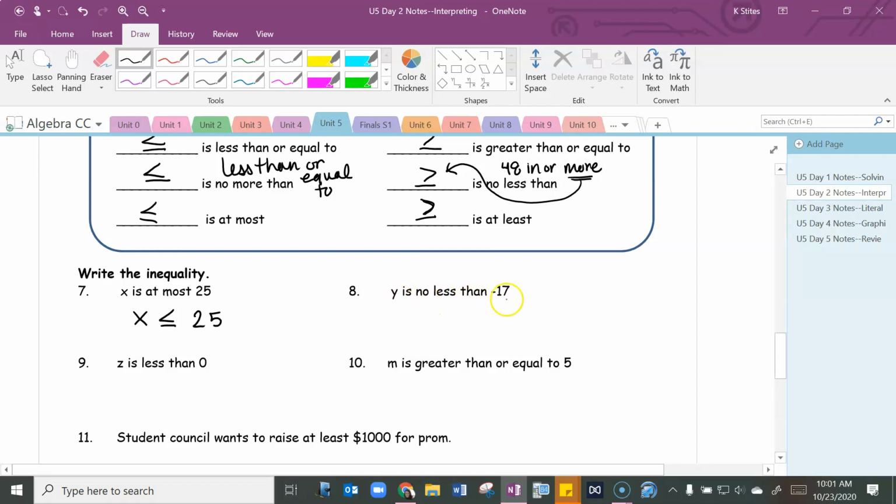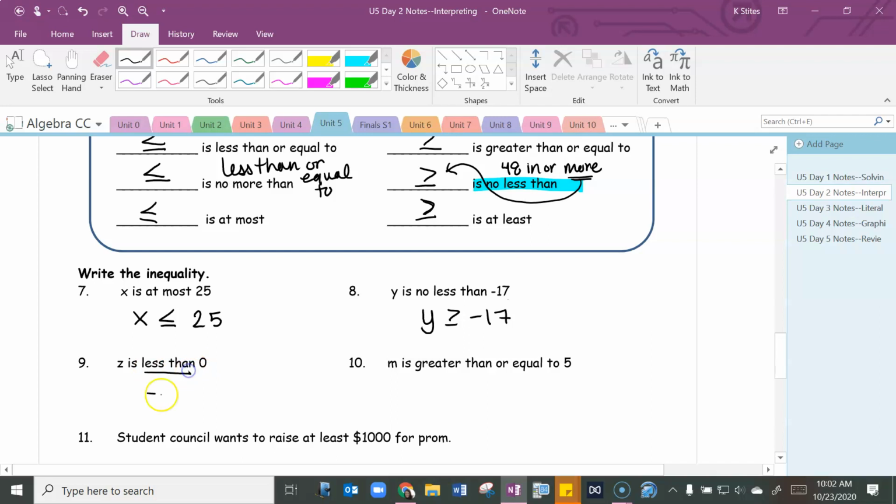Y is no less than -17. Okay, no less than, again, we can find our chart up here. No less than is a greater than or equal to. You can use the chart to help, or think about a real situation and what the inequality symbol would mean in that situation. Like we were talking about cookies or people that fit in a car.